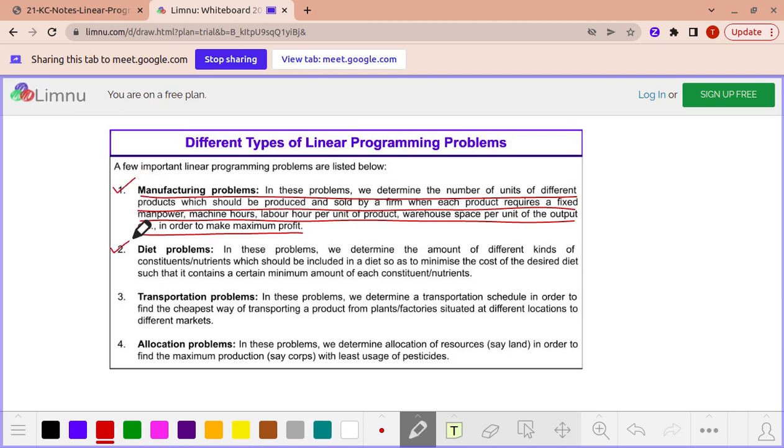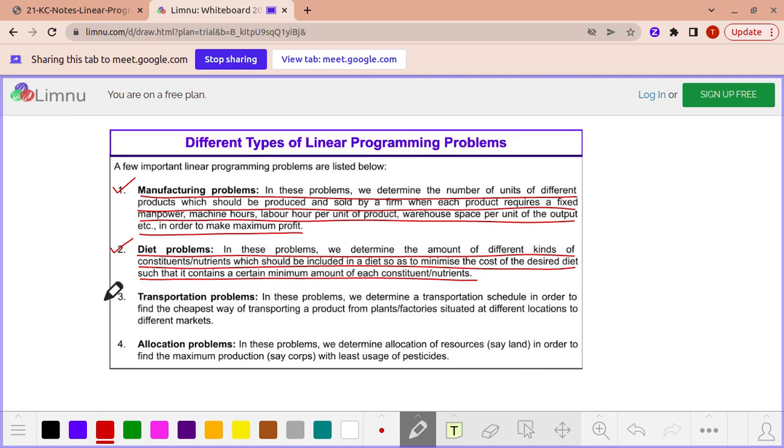Second one is the diet problem. So what is the diet problem, dear students? In these problems we determine the amount of different kinds of constituents or nutrients which should be included in a diet so as to minimize the cost of the desired diet, such that it contains a certain minimum amount of each constituent and nutrient. That we will see in the diet problem.